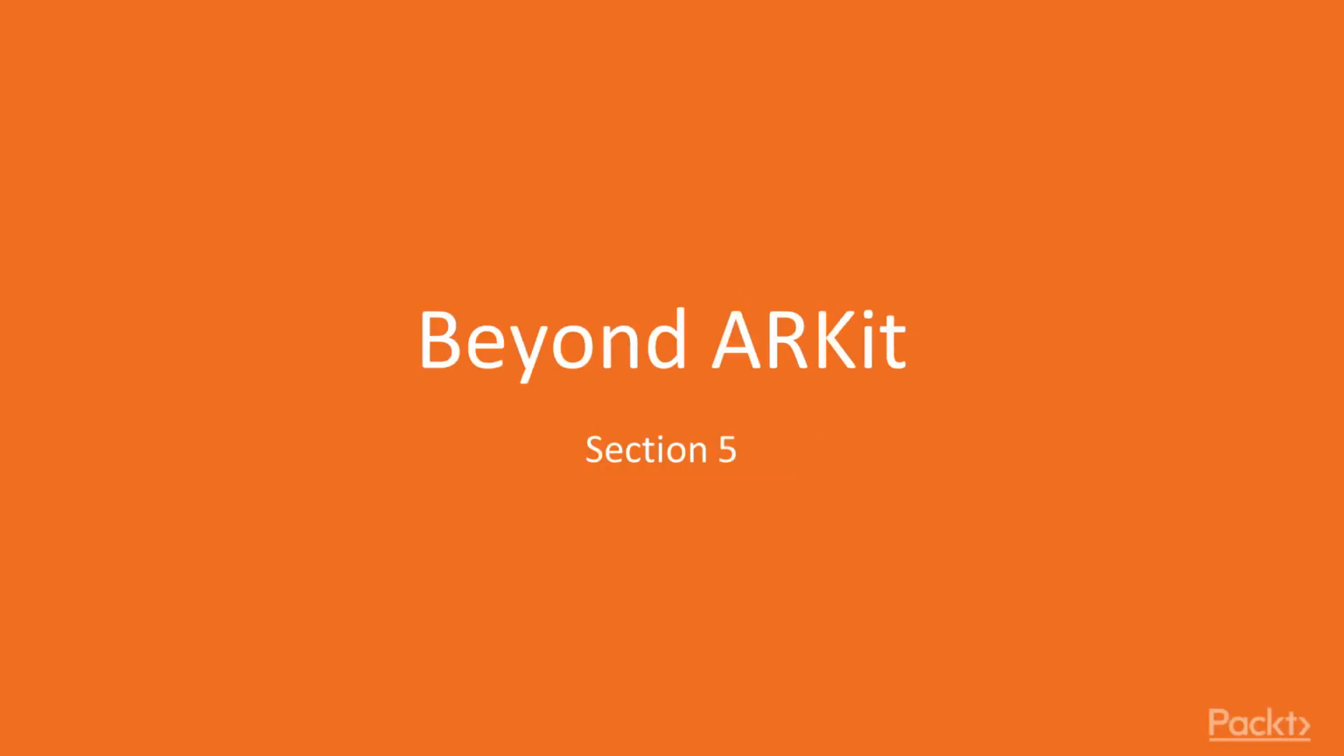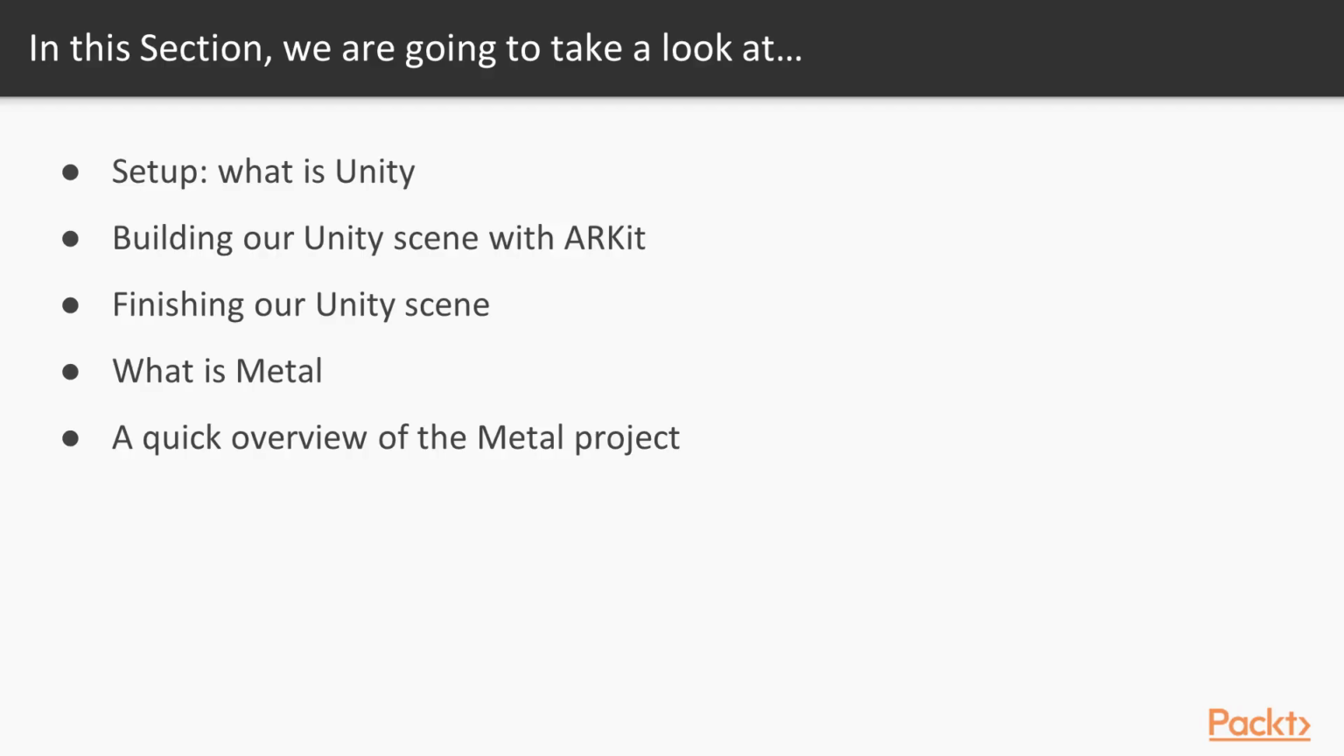In our last and final section, we will go beyond ARKit. So, what exactly are we going to do in this section? Here's a video overview. We will explore what exactly is Unity, including downloading it, and get the ARKit plugin. We will be building our Unity scene with ARKit. We will finish our Unity scene. We will figure out what exactly is Metal, and get an initial project set up. Finally, we will get a quick overview of our Metal project.